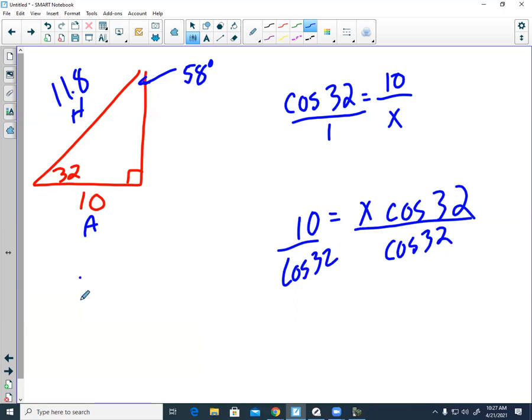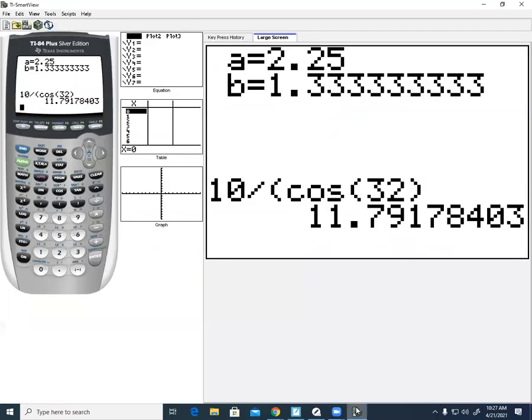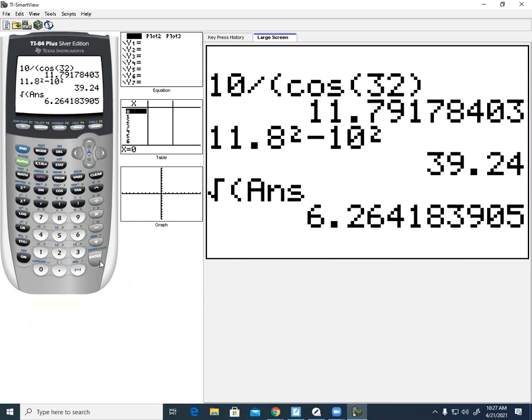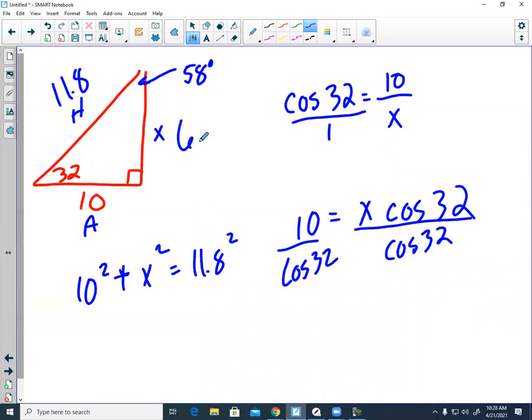So this is going to be 10 squared plus, we'll call this x right here, x squared equals 11.8 squared. This is going to be the same thing as x squared equals 11.8 squared minus 10 squared. Square root that. I'm getting about 6.3. Okay, and now I solved the triangle. I found every side length and I found every angle.